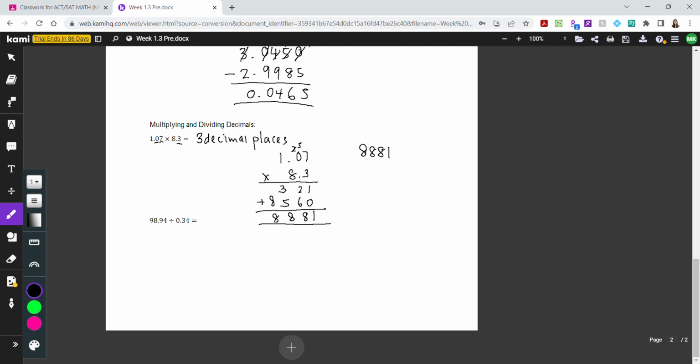And then we know that the answer should have 3 decimal places, right? So we start from here, and this is what I call a hump. So in order to determine where the decimal will end, we would do 3 humps. So 1, 2, 3. That's where your decimal should be. Right, so that means your final answer should be 8.881. See how there are 3 decimal places in your answer now? And that's how you would multiply with decimals.